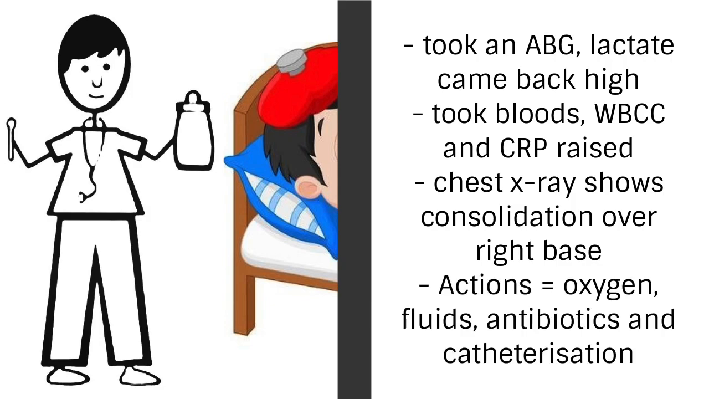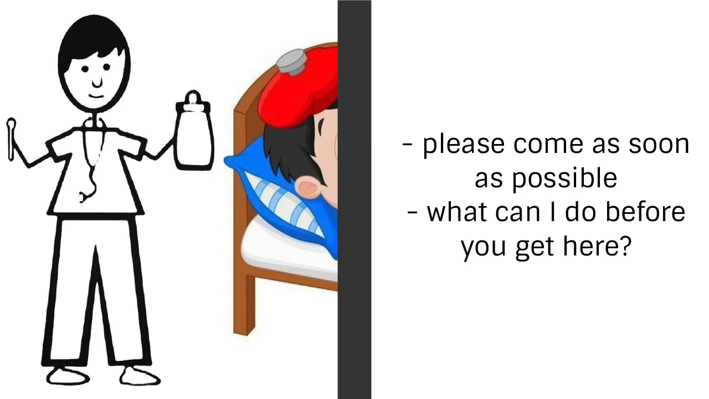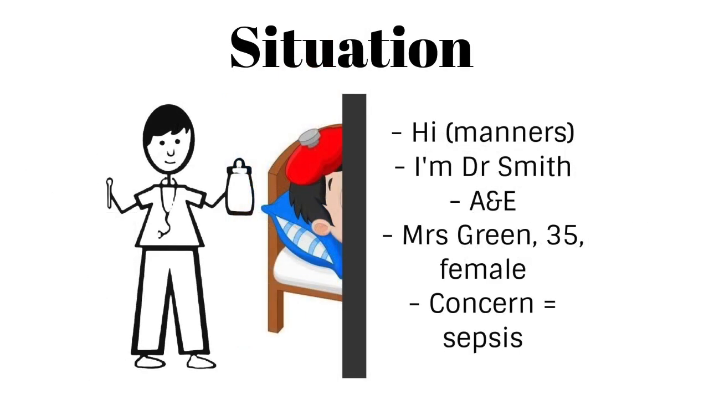I've given her oxygen and 1 litre of fluid so far, and I've also started her on broad spectrum antibiotics, and the patient has just been catheterised. I was wondering if you can come and see her as soon as possible, please, and is there anything else I can do while I'm waiting for you to come down? Now let's break that down.